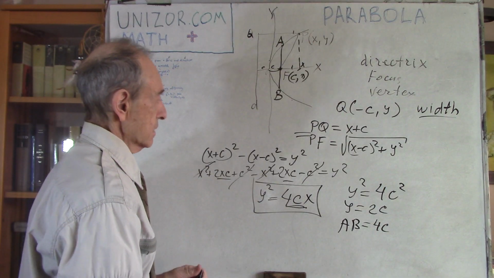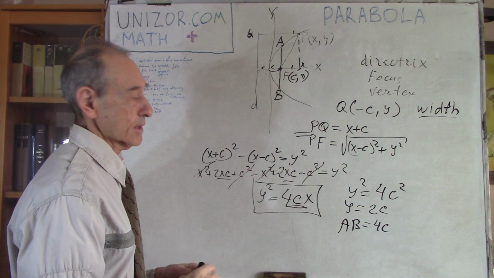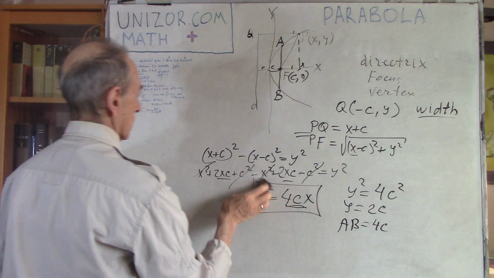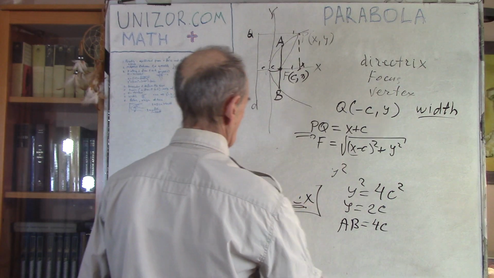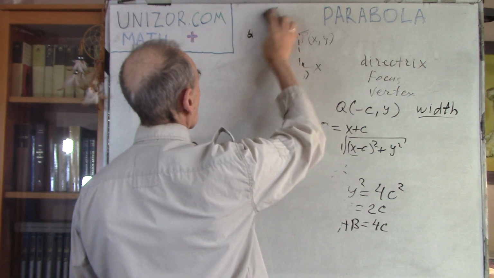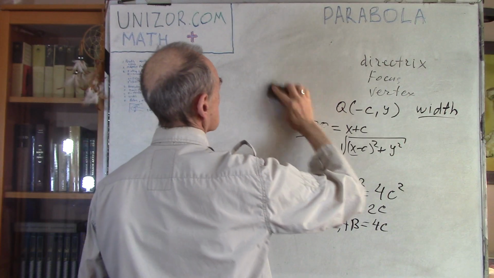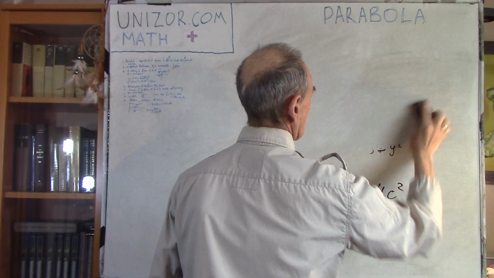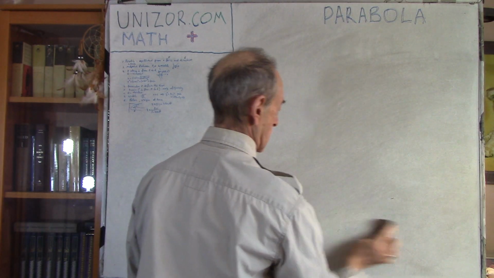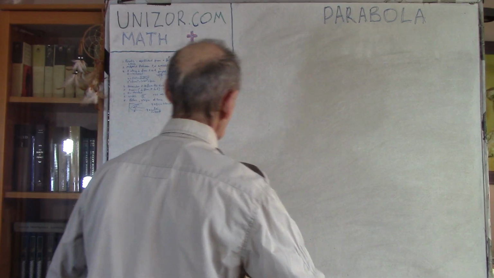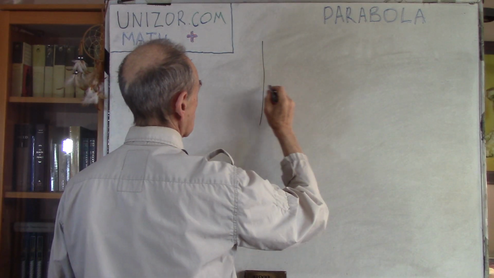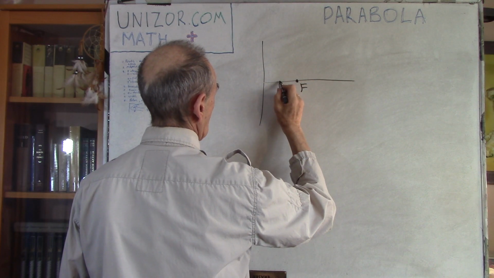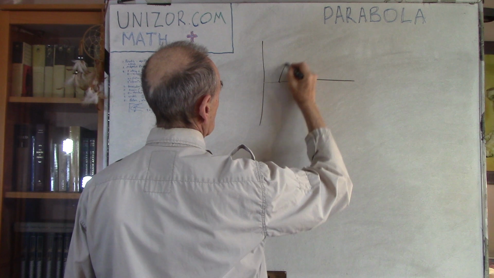Okay. Now, the last thing which I wanted to do is to do it in polar coordinates. So let's wipe this out. It's actually a very easy exercise, even easier than in Cartesian coordinates. So let's start from the directrix and the focus. Now this is how our parabola will go.